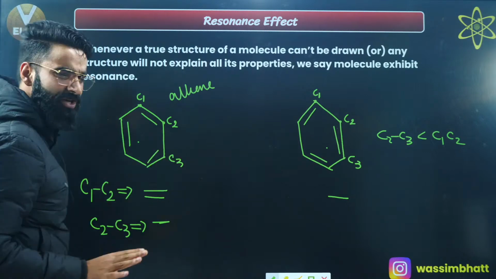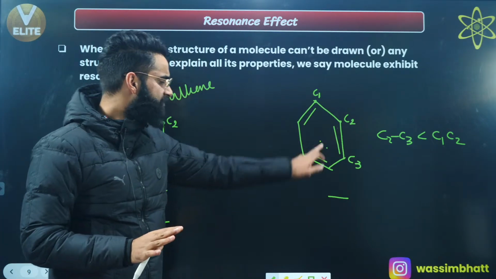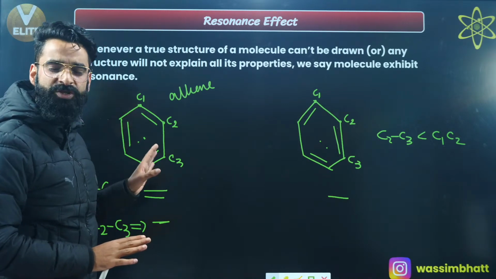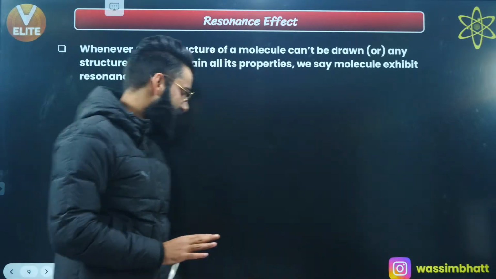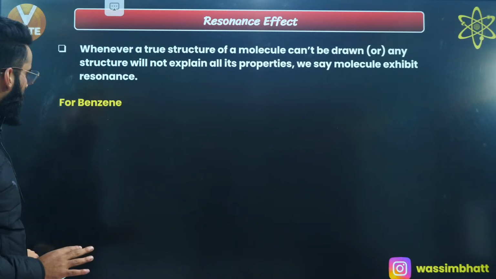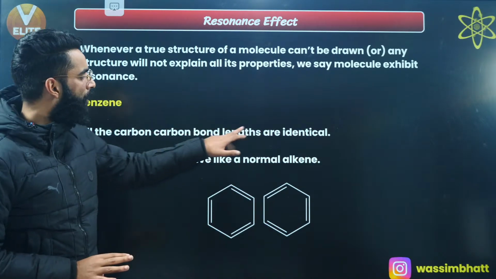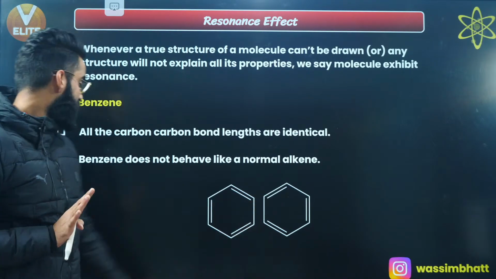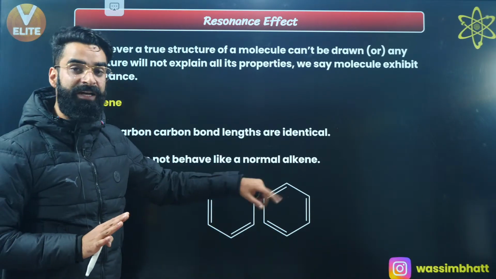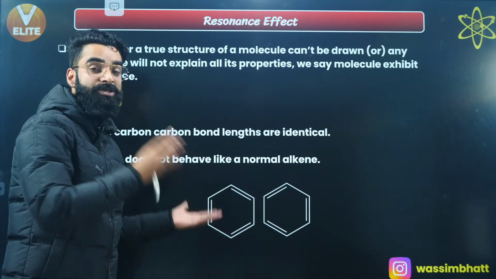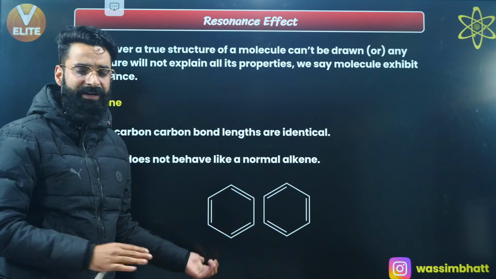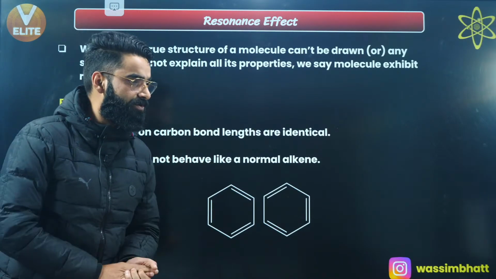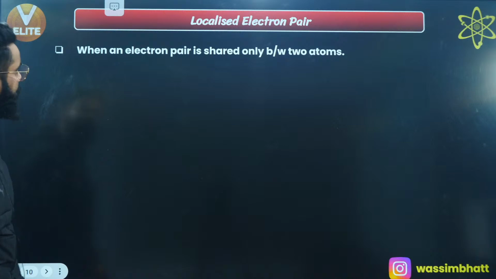I'm sure it's clear to everyone. So neither this structure nor this structure is going to explain the complete properties of benzene, so I'll say benzene is going to exhibit resonance. As I told you, for benzene, all the carbon-carbon bond lengths are identical, but as per these structures, that's not the case. Benzene does not behave like a normal alkene, but as per these two structures, it would have to, due to the presence of double bonds. But that's not the case actually. So it clearly says benzene will be exhibiting resonance.